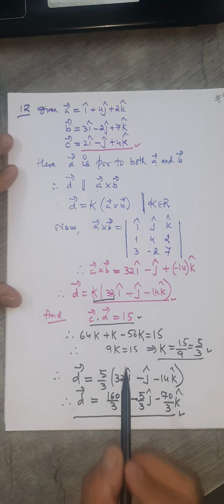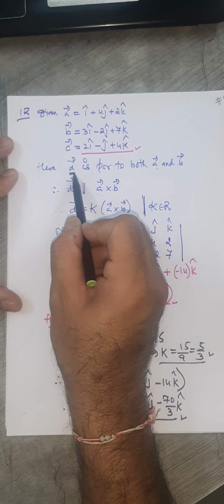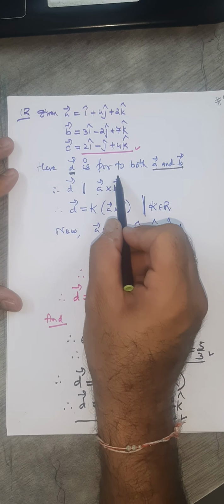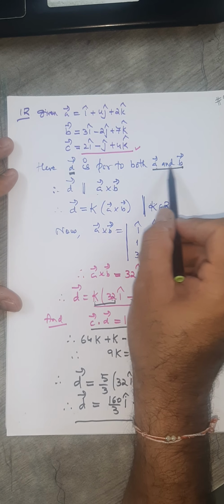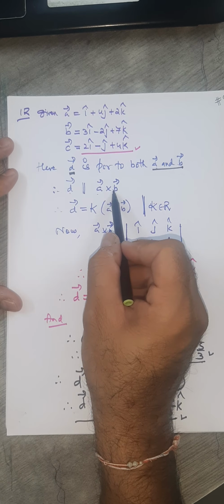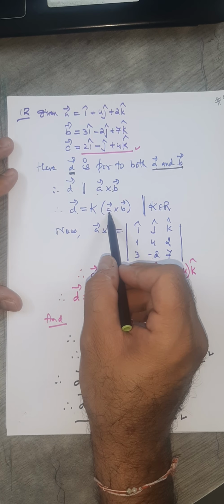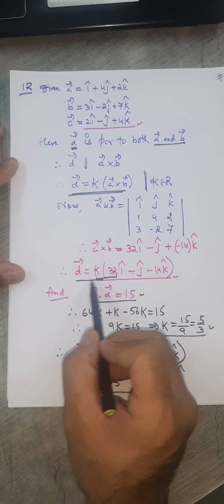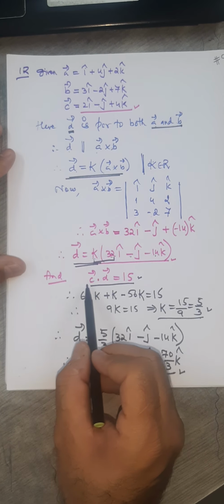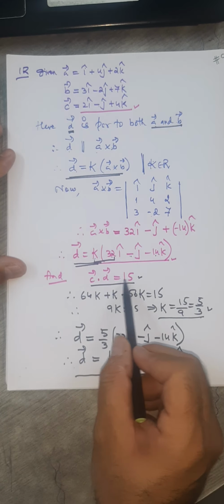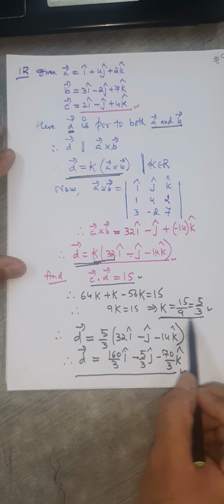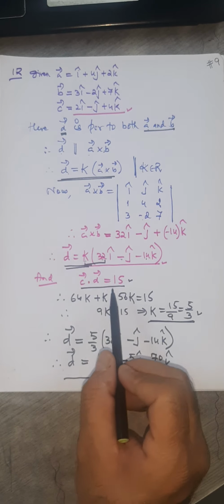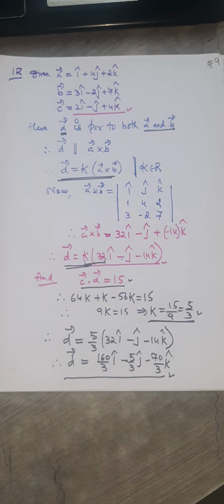I repeat, see what I did. Let's recall, you are given that D is perpendicular to both. Now you know that the cross product is always perpendicular to both. That means these two vectors must be parallel, so they must be multiples. That's one thing. Now I got this placed here, so you got the vector D. And therefore the dot product equals 15. If I use this, I have the value of k, and then just placing the value of k over here, you will get the required vector.